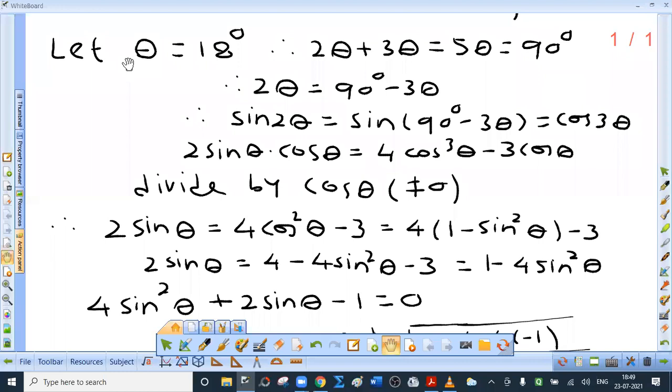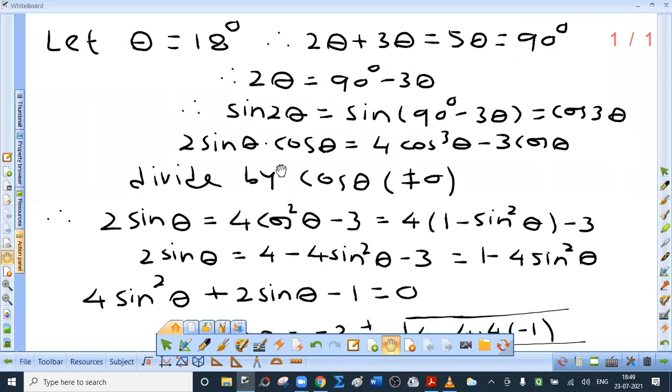Okay, I'll again explain. We take theta equal to 18 degree. 2 theta plus 3 theta, 5 theta, that is 90 degree. So it is 2 theta equals 90 minus 3 theta. So it is sine 2 theta equals sine of 90 minus 3 theta, which is cos 3 theta. Now sine 2 theta is 2 sine theta cos theta. What is cos 3 theta? 4 cos cube theta minus 3 cos theta.